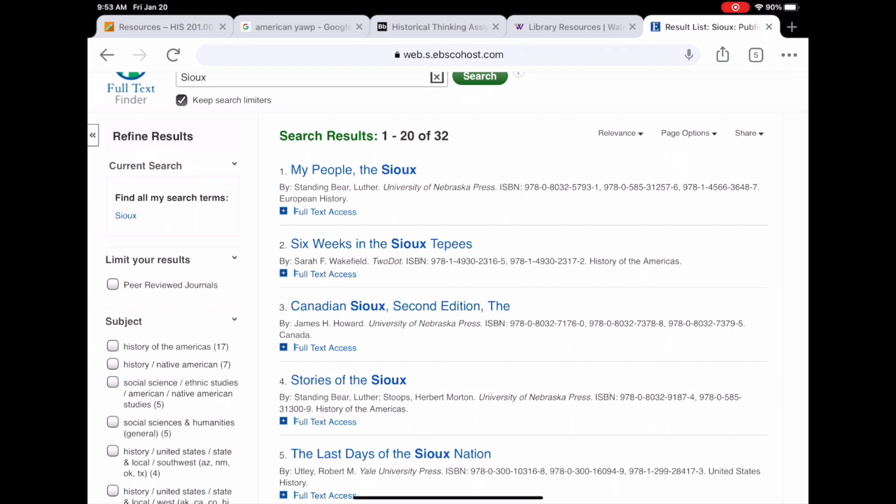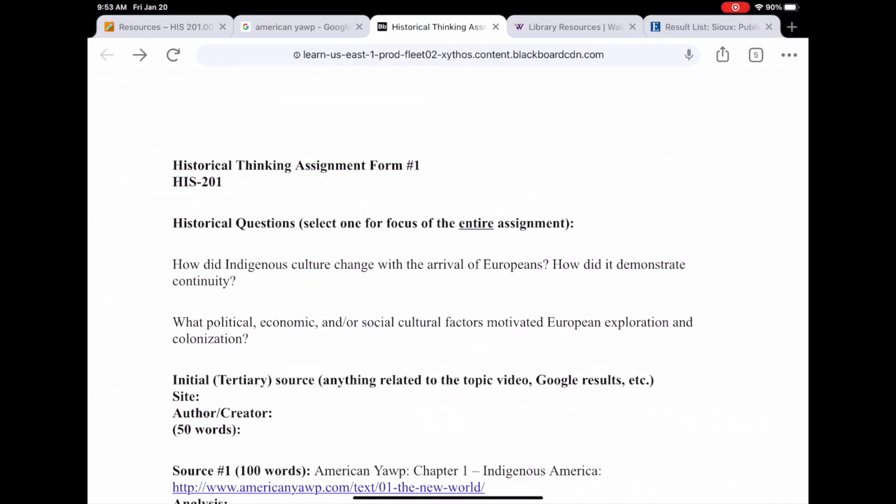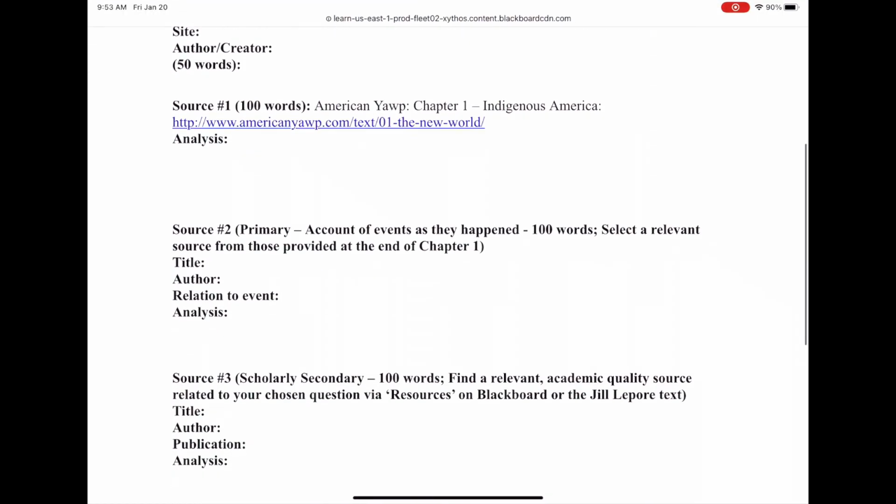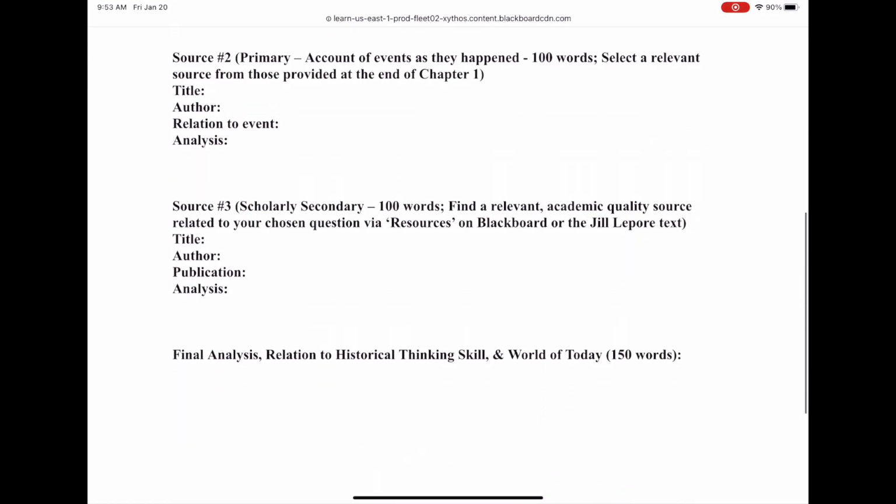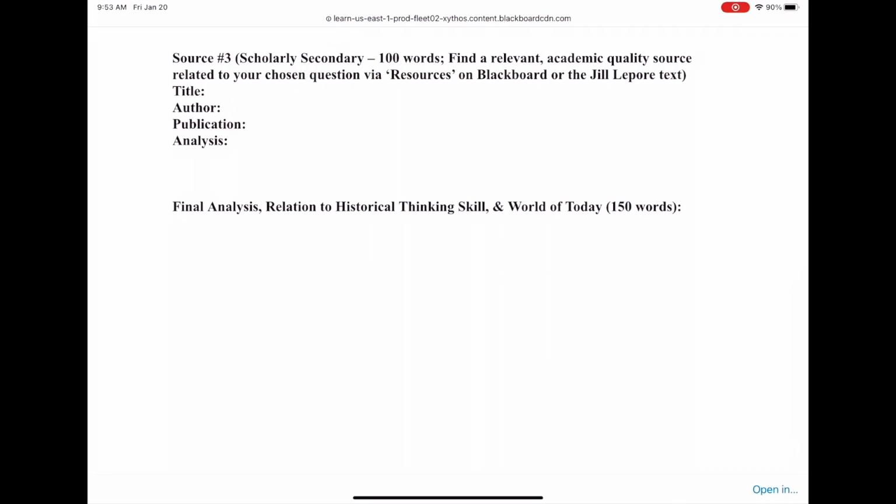So once you get that done, you've done your tertiary source, your American Yawp text review, the primary source, and your scholarly secondary source, and now you get to the final part where you actually get to answer the question. In this section, I want you to relate back to the historical thinking skills, answer the question, and the big thing I want you to do in 150 words is relate your topic to today. If you're talking about Indigenous peoples, our Indigenous communities are still alive and persistent today throughout the United States. They're not some mythical part of the past. They are a real, vibrant part of the America we all find ourselves in.